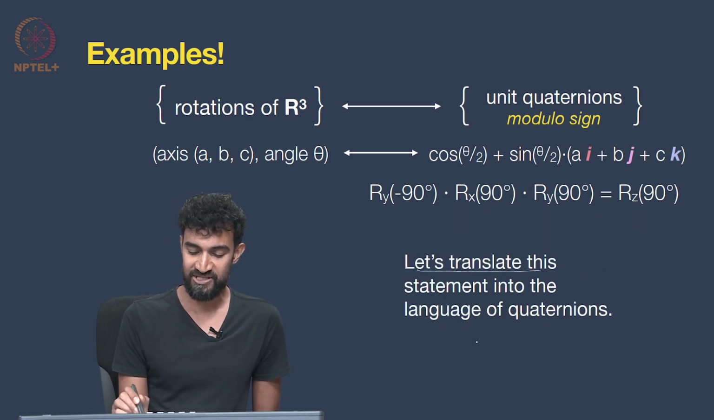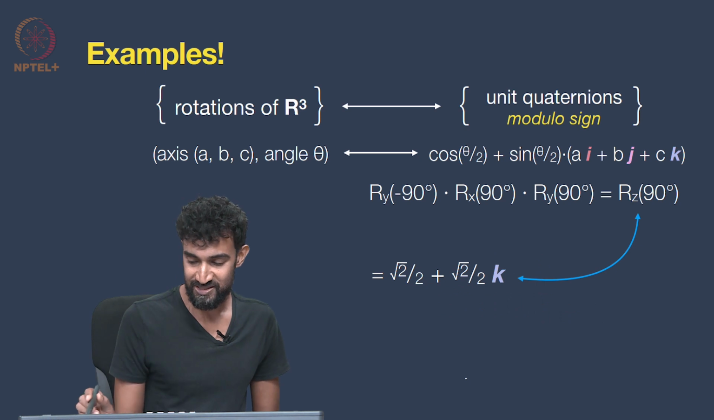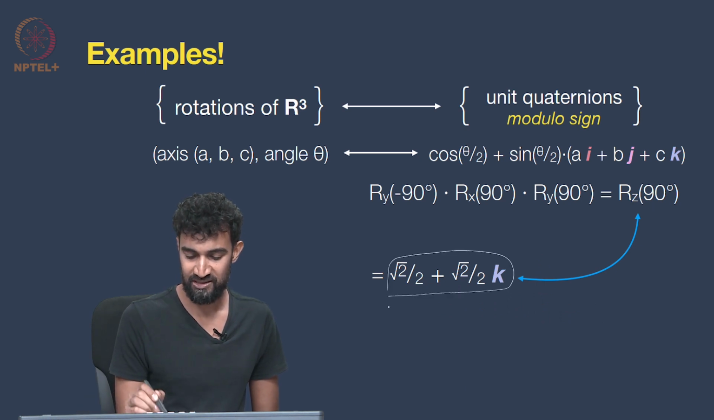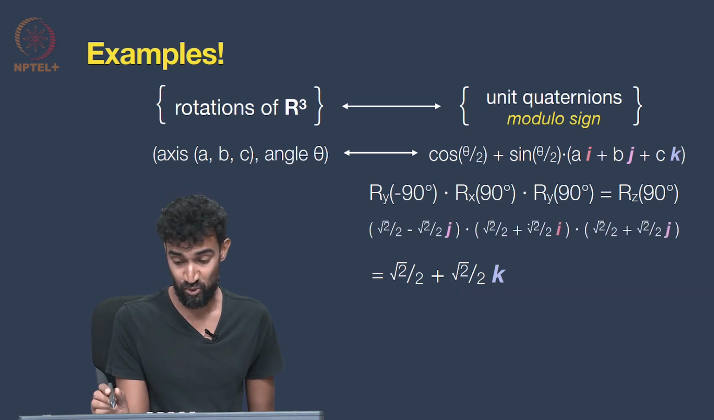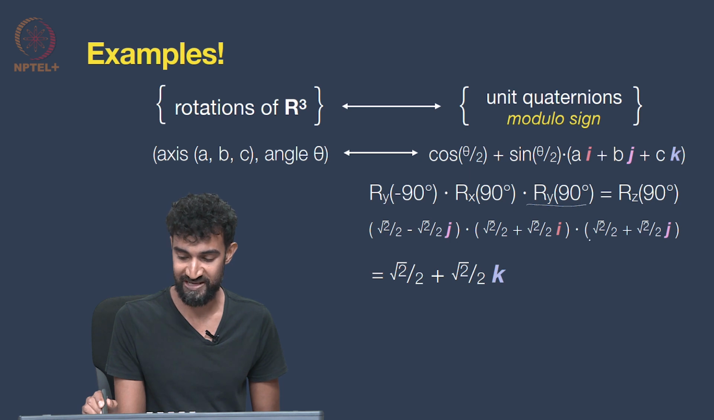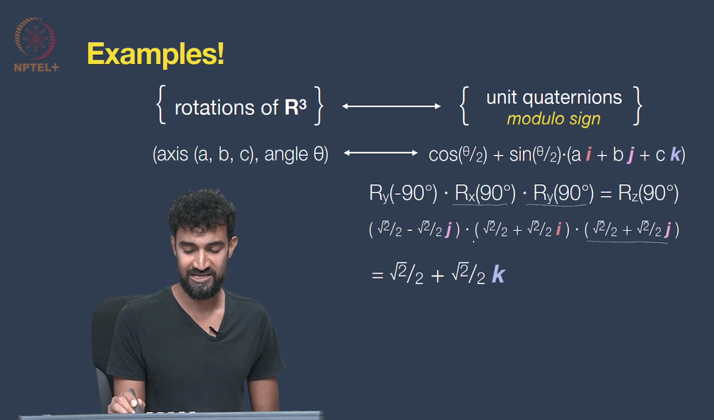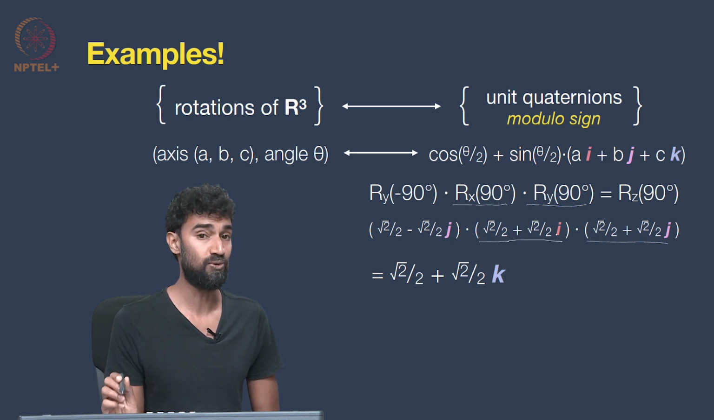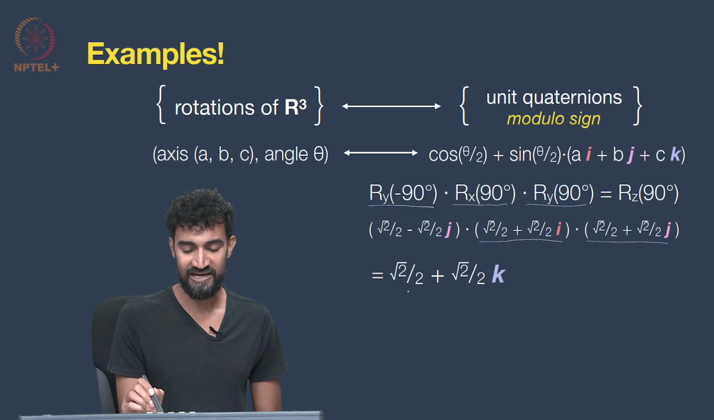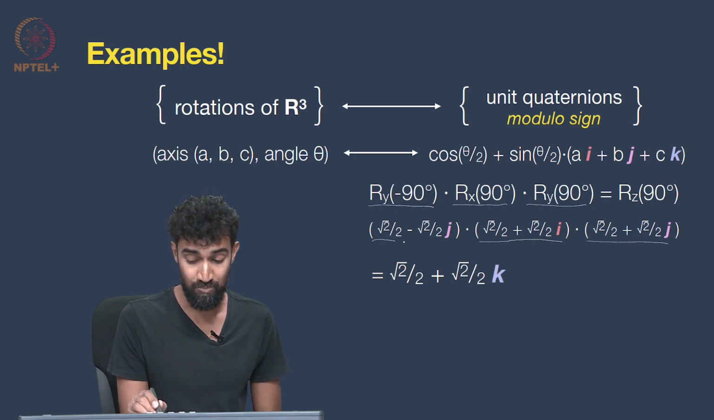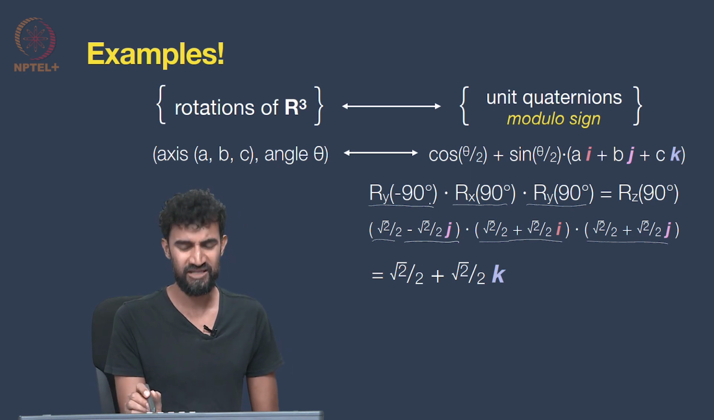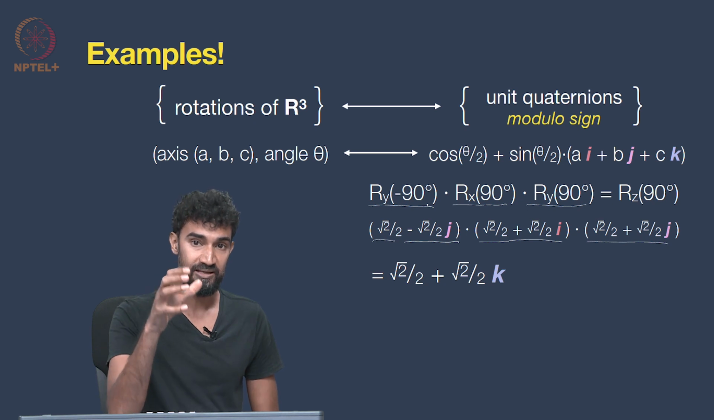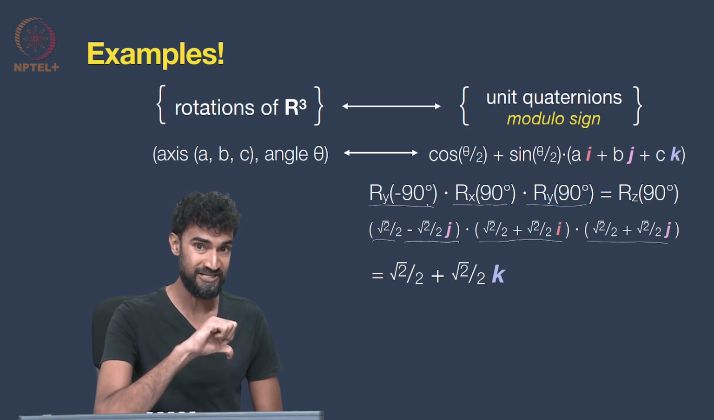And let's translate the statement into the language of quaternions. So our z rotation was given by this quaternion, and it's easy to generalize that and write each of these rotations in terms of quaternions. My 90-degree y rotation is given by root 2 over 2 plus root 2 over 2 j. My 90-degree x rotation is given by root 2 over 2 plus root 2 over 2 i. And my negative 90-degree y rotation is given by root 2 over 2 minus root 2 over 2 j, because you can think of it as a 90-degree rotation with respect to the opposite y-axis.